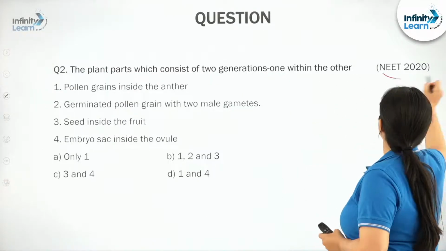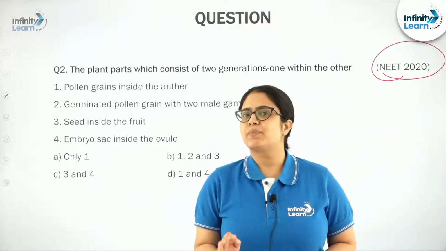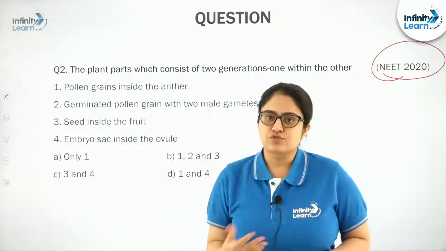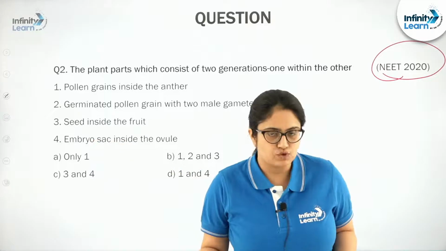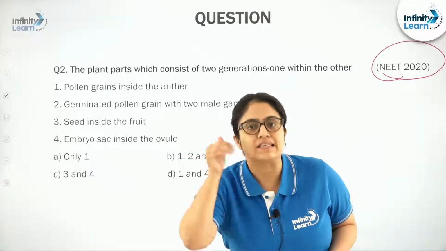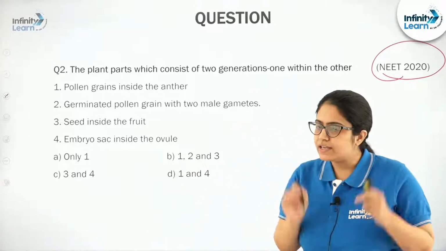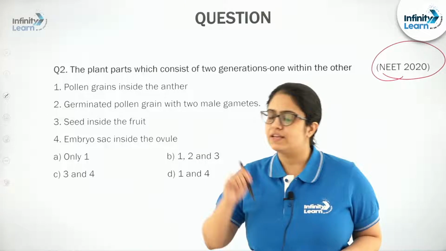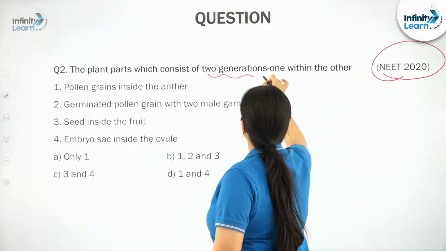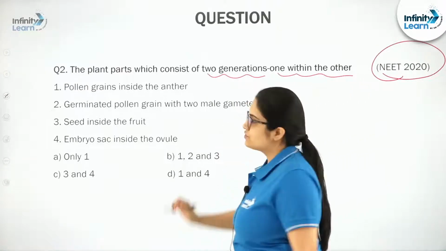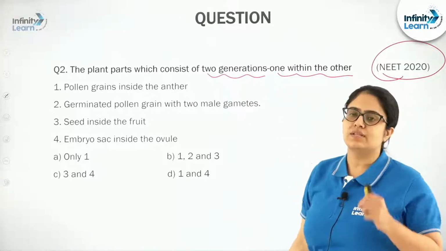Very important question that was asked in NEET 2020 and again a very conceptual one. Please pay attention. Let me tell you, students, most of the students were even confused with the question itself. They were not able to crack what exactly NTA was asking. Forget about the answer, the question itself was not clear. So let me first explain what the question is and then we will jump to the options. The plant parts which consist of two generations, one within the other. See, students, by this line, plant parts consist of two generations, one within the other.